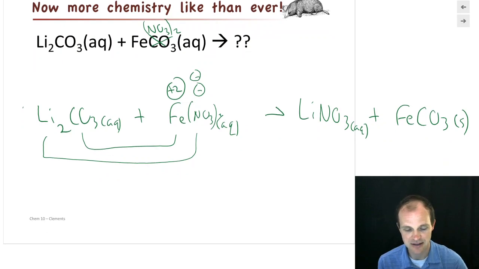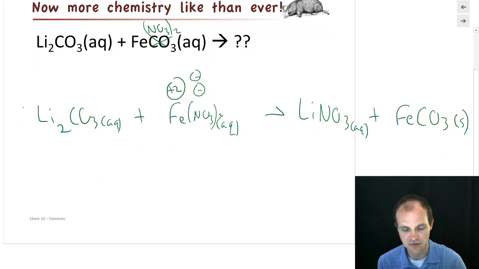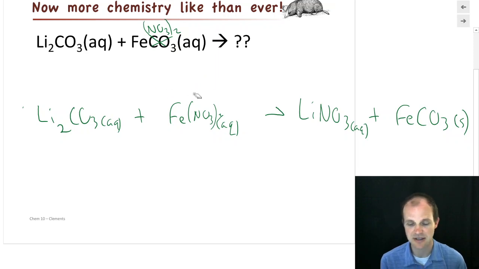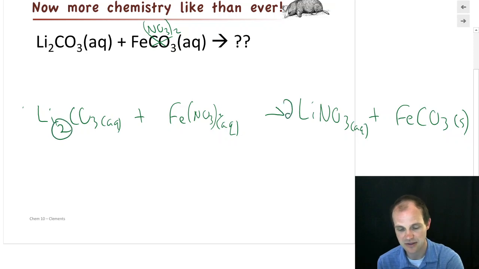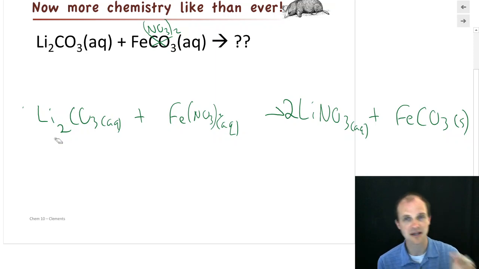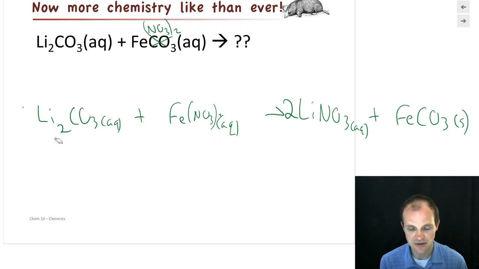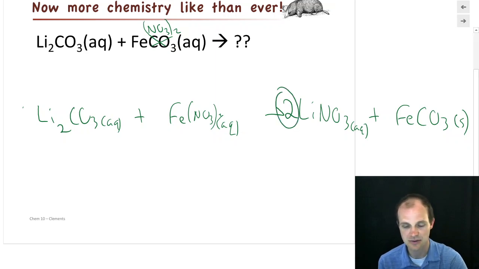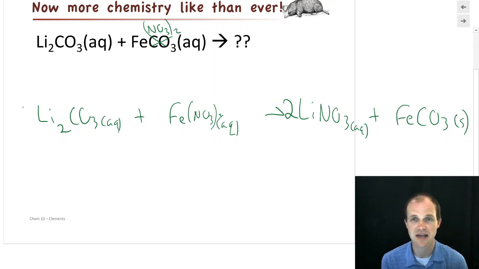And so now I've got this reaction here. I've got the correct compounds in it. I've got the correct solubilities, and I just need to make sure everything's balanced. I've got 2 lithiums on the left, so I need 2 lithiums on the right. I've got 1 carbonate on the left, 1 carbonate on the right, 1 iron on the left, 1 iron on the right, 2 nitrates on the left, and now I've got 2 nitrates on the right. So this is a balanced chemical reaction. So follow those steps, and you'll always be able to predict these products.